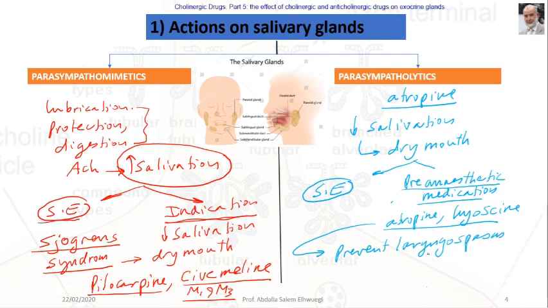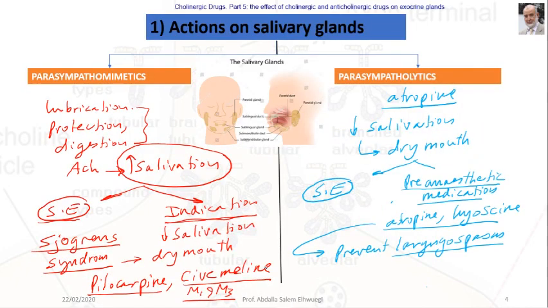Laryngospasm can take place during general anesthesia because of the excretion of the respiratory tract. This is very dangerous. That's why they give atropine or hyoscine before induction of general anesthesia to prevent the spasm in the larynx, and therefore will prevent any danger to the patient himself. Okay, so these are the effects of parasympathomimetics and parasympatholytics on the salivary gland.